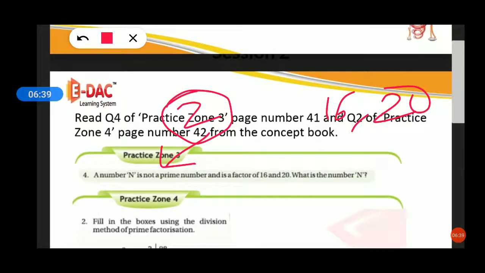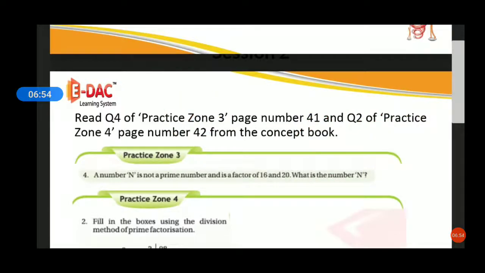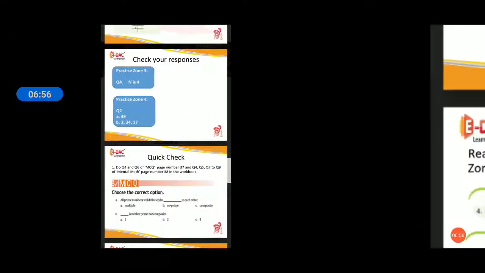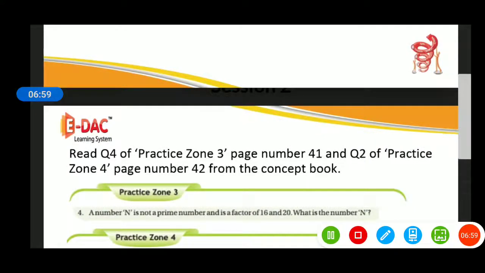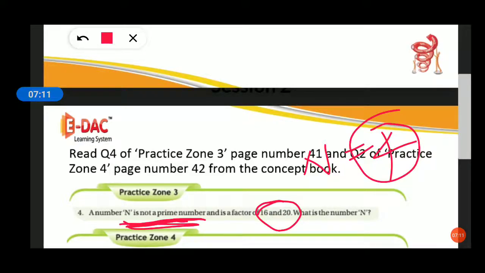Then check the next number. In the 3 table, do we have 16 and 20? No, we don't have. Then check with the 4 table. In the 4 table, 4 4s are 16, 5 4s are 20. And 4 is not a prime number. Only 2 is the prime number, 4 is not a prime number. So what is n they are asking? n is nothing but 4. Understood, students? Just check one by one in every table. Check in which table 16 and 20 will go, and it should satisfy this condition. n is not a prime, 4 is not a prime, 4 is a composite number because it has more than 2 factors.